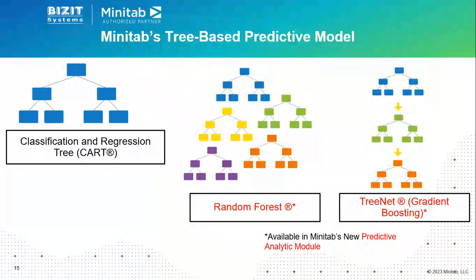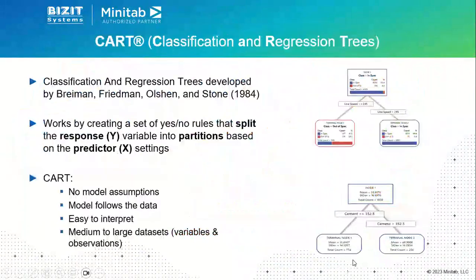So the Minitab tree-based predictive module comes with the tree, the classification and regression tree, which is CART, and then we have random forest, and then we have TreeNet. But random forest and TreeNet are available in the predictive analytics module. That one is an additional cost if you want to enjoy this predictive analytics module. This one, we go for CART first. Before we go for random forest and TreeNet, we go for CART first.